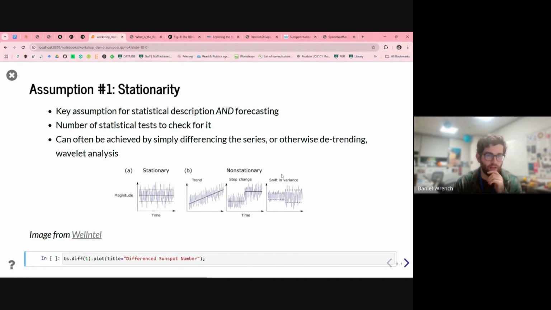So you can see here in this somewhat blurry figure that I stole from the internet, in panel A we see an example of a nice stationary time series. And then in B, we see some different examples of non-stationarity. One example is when you just have a trend in the data set. Another one is when you have a step change, as you can see. And then another one is when the variance, or the size of the amplitudes, changes in your data.